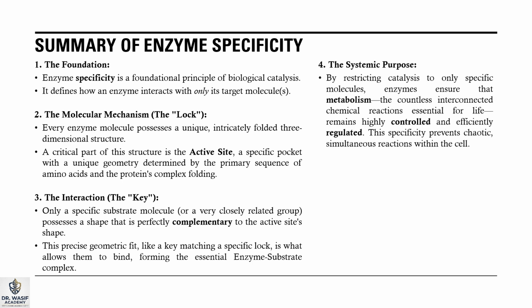Number four. Before discussing point number four, I have a question. Why does the cell do this? Why all this specificity? Why not have an enzyme that does everything, a super enzyme? The answer is control. The answer is control over metabolic processes. By being specific, enzymes ensure that your metabolism is very well organized. It prevents a chemical chaos where every reaction happens at once. Instead, life is a perfectly timed and regulated series of events.